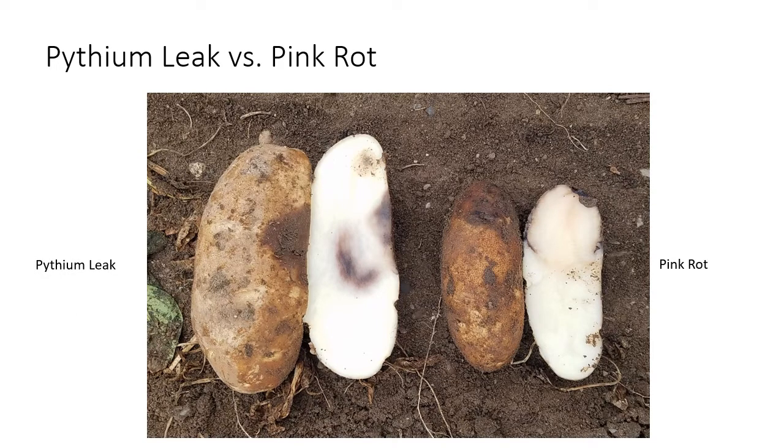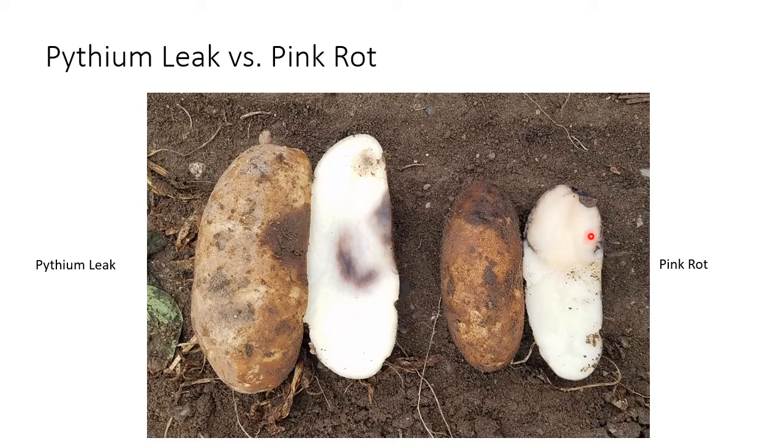When you cut these open, the differences become even greater, easier to see. With Pythium leak, there'll be a gray to a dark brown to black area, and this tissue can be quite soft. When you squeeze it, water will actually leak out of the potato, giving it its characteristic name.